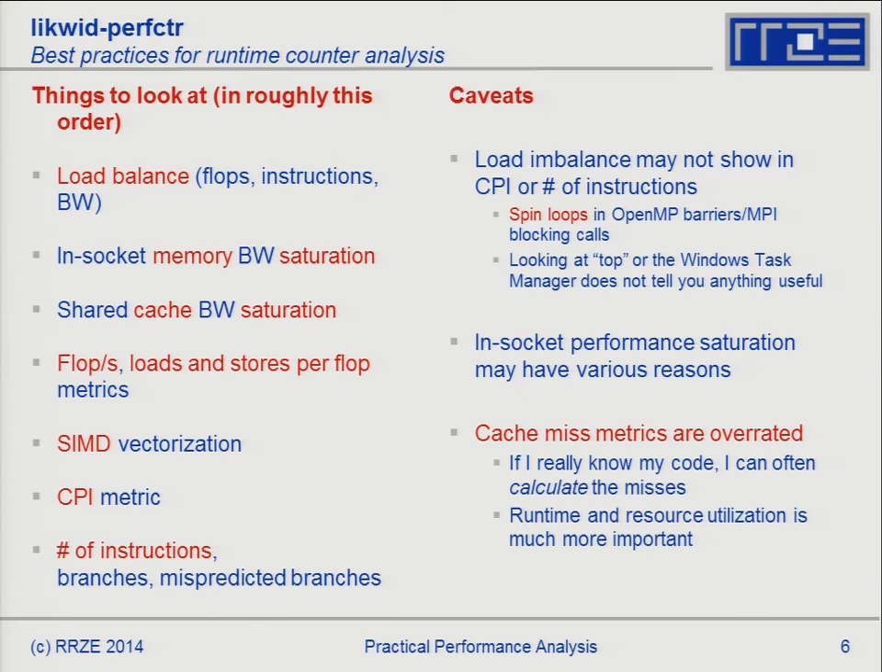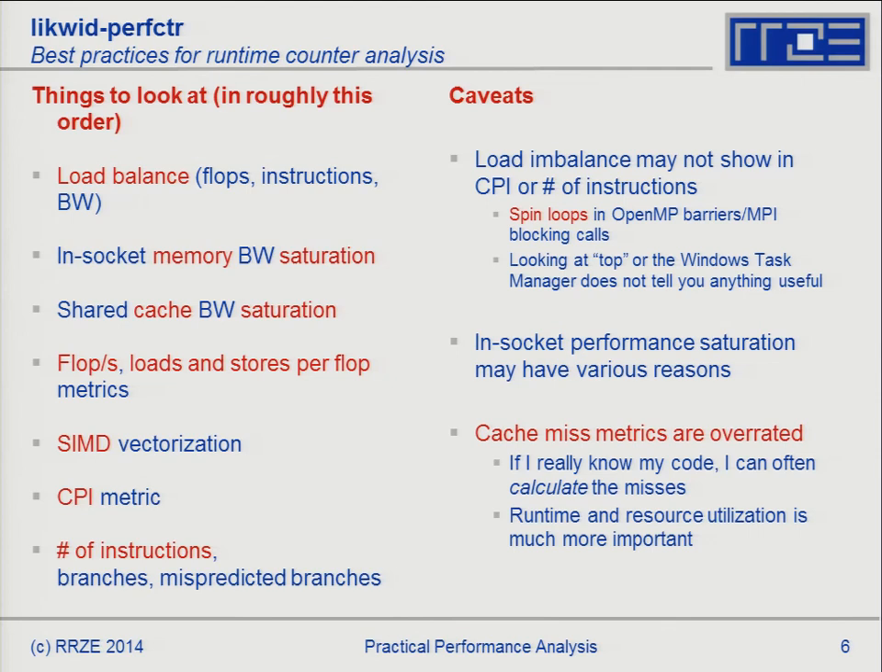What are things to look out for? Load imbalance, if you want to measure load imbalance, you can do that. But if you think that the number of executed instructions is a good indication of load balance, then you might be wrong. I will show you an example. If you have a performance saturation in the socket, that might be a bandwidth saturation. You might hit a bottleneck, but it might have other reasons, like Amdahl's law, for example. So you have to take care.